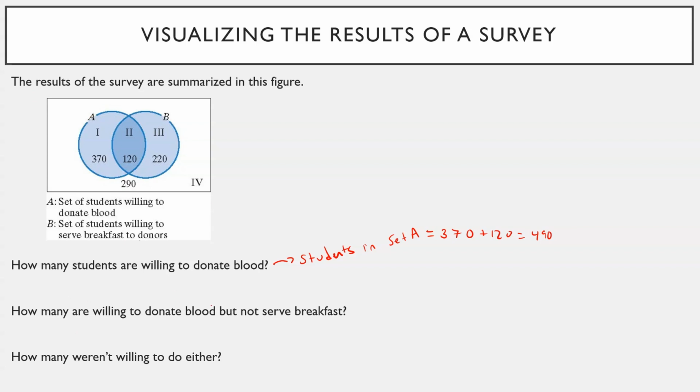How many were willing to donate blood but not serve breakfast? A is the donate blood. But this overlapping region is also the people who said, I'll serve breakfast. We just want the people who will donate blood but not serve breakfast. So that's just 370 students.